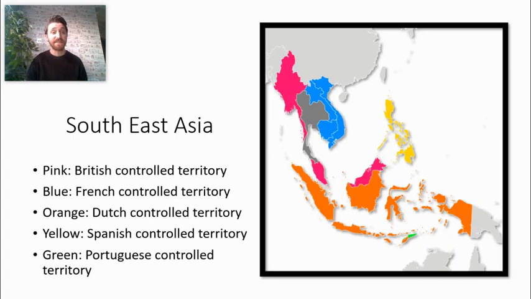And if we look at Southeast Asia as a whole by the end of the 18th century, you can see that Britain, France, and the Dutch have all taken control of the Southeast Asian islands and the lucrative products and spices and luxury items that come from these countries.